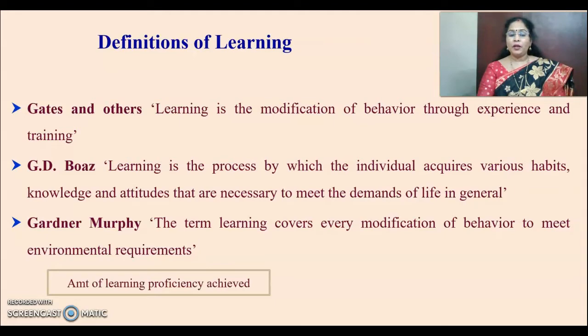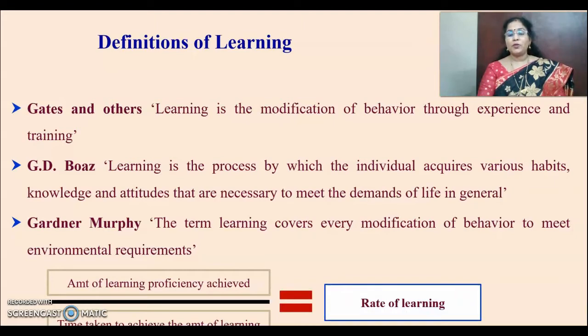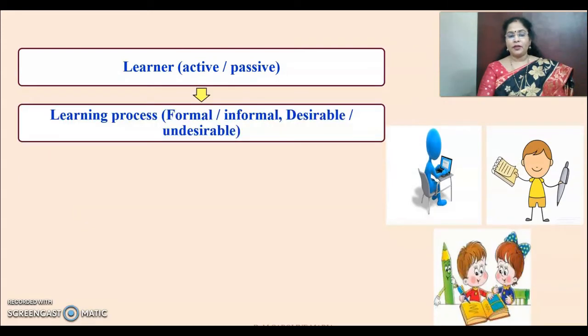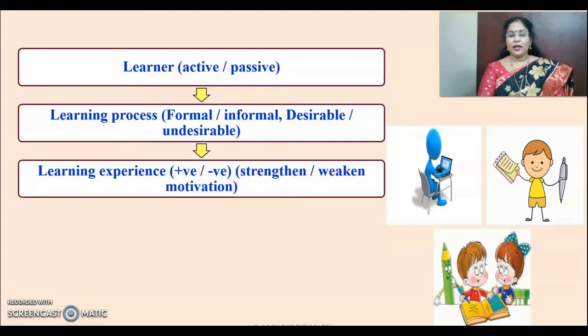The amount of learning proficiency achieved divided by the time taken to achieve the amount of learning is equal to the rate of learning. The learner may be an active learner or a passive learner. Learning process may be formal or informal, desirable or undesirable. Learning experience may be a positive or negative learning experience.